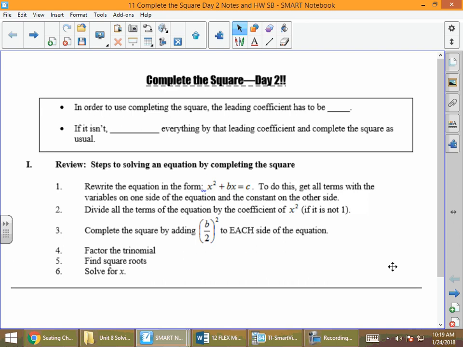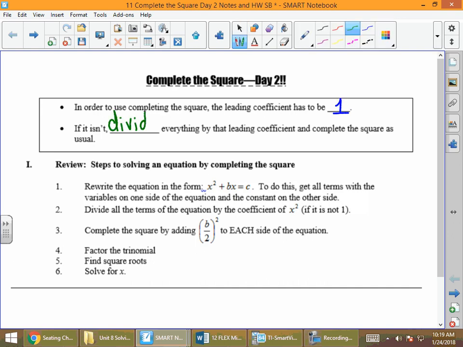I want to go back to the box up here at the top, and it says that in order to use completing the square, the leading coefficient, which is the number in front of the x squared, has to be 1. It has to be. But if it isn't 1, we need to make it so that it is 1. All we have to do is divide everything by that leading coefficient and complete the square as usual. So our steps aren't going to change.